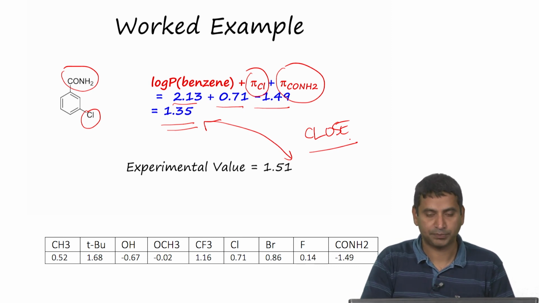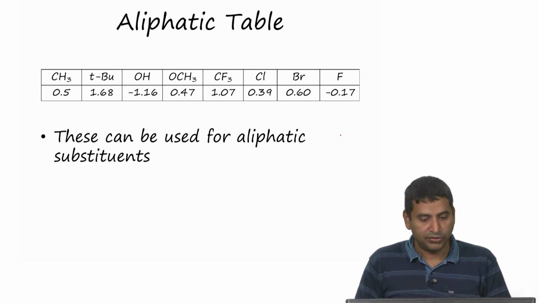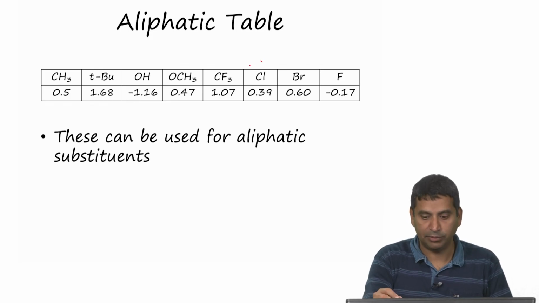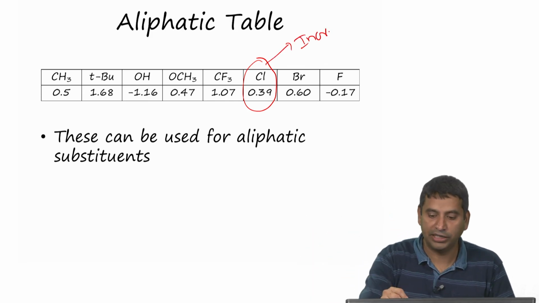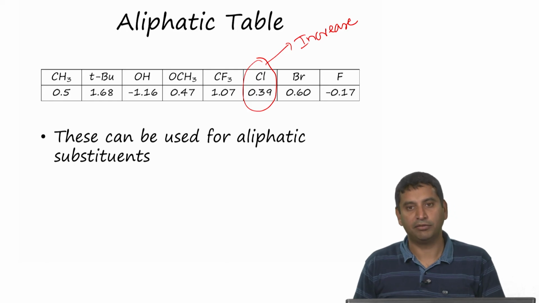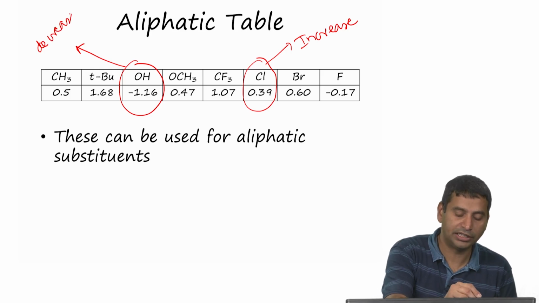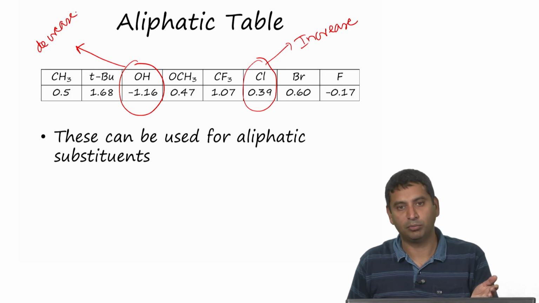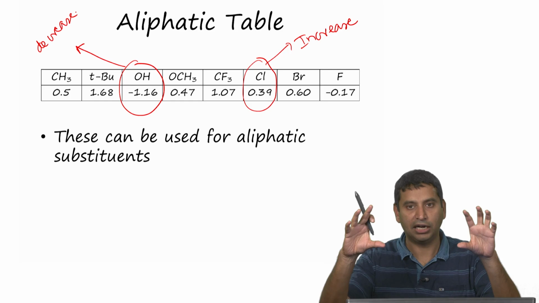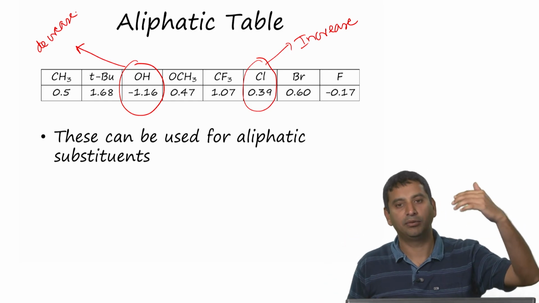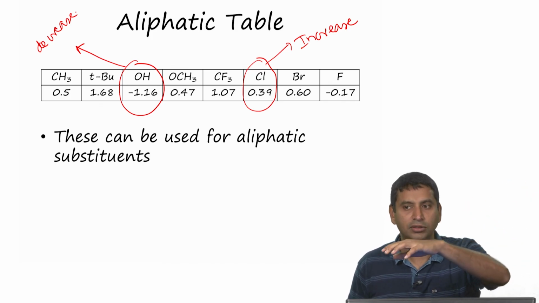Now, a similar table can be constructed for aliphatic compounds. If I change the substituent on the aliphatic compound, let us say I put a Cl on a long chain alkane, it is going to increase the hydrophobicity by a value of 0.39. Conversely, if I put in a hydroxyl group, it is going to decrease the log P value by 1.16. So, by using these two parameters, one can predict the influence of these functional groups on the hydrophobicity of the molecule.